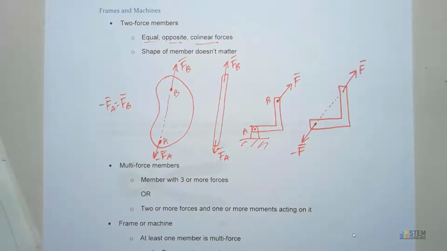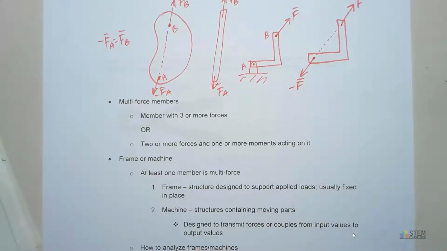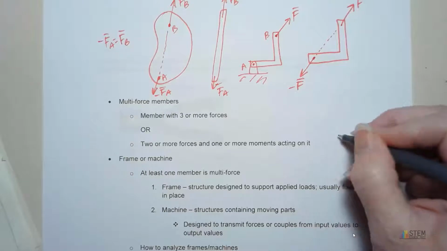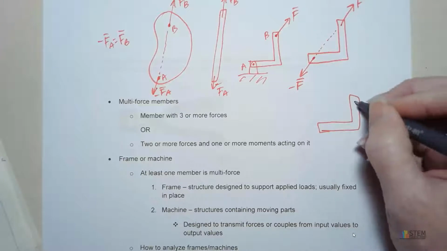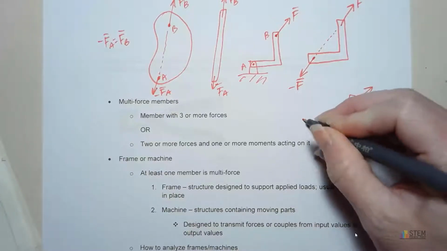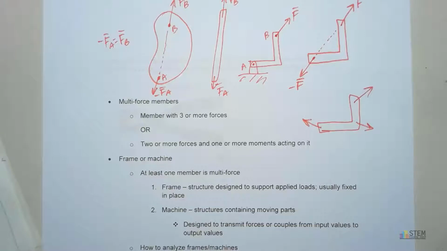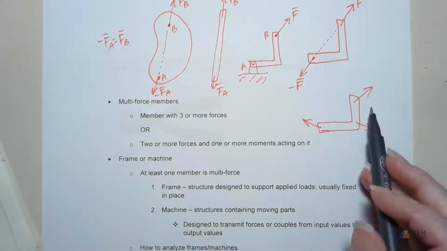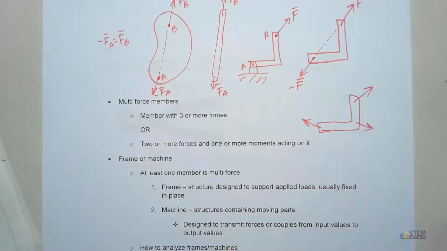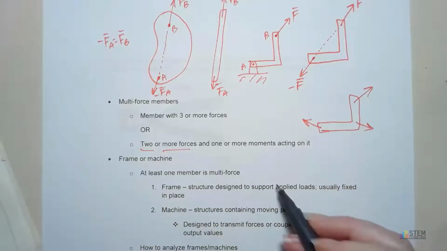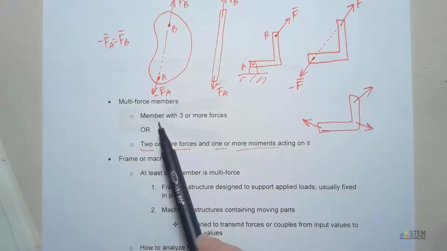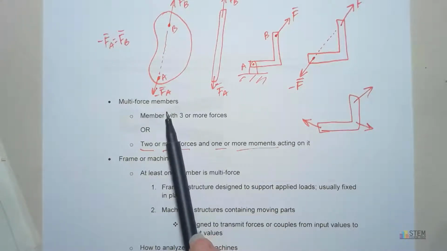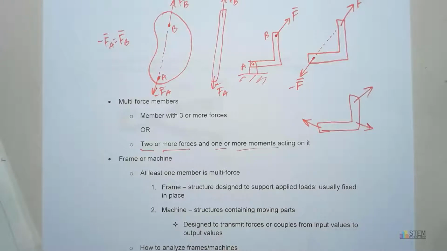Okay, now we can also have multi-force members. These are going to be members with three or more forces. So let's just draw something that looks like this. And here you could have more than two forces. Now this one shows us three forces. You could have more than three forces. Another type of multi-force member is going to be a member that has two or more forces and one or more moments acting on it. All right, so we'll have a mixture of both of these. We'll have the two force members, then we'll have the multi-force members. You'll see that when we get to the examples.